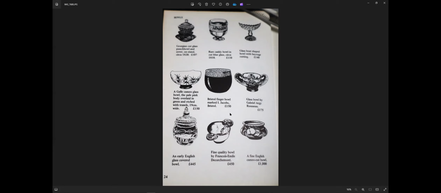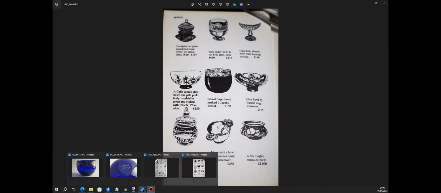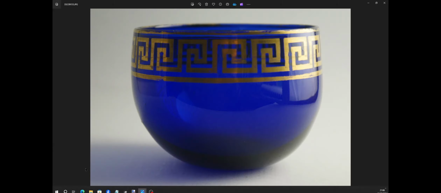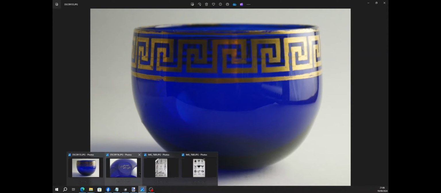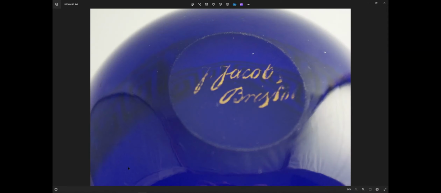Now, you won't find one of these on eBay. At least it's very unlikely. But 10 years ago, I did. Okay, so here is my bowl from eBay. It's very lovely. Underneath, let me show you this. Yeah, signed as well. I. Jacobs, just like the one in there. I paid about £100 for it plus postage.